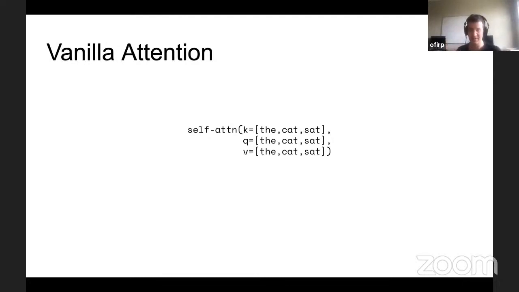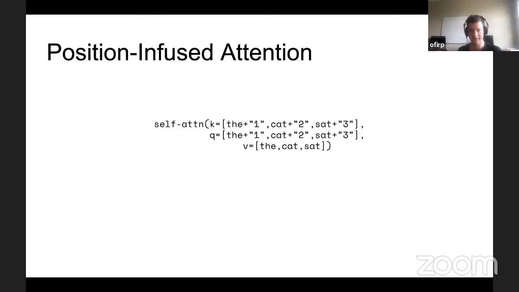So typically, when you have a self-attention function, you have your keys, queries, and values, right? And they're all the same sequence. And so in our positional infused attention models, we're going to still give the values the same thing we always gave them, but we're going to slightly change what we assign to the key and query parameter. We're just going to add position embeddings to the keys and queries. And that's it. That's the entire model.